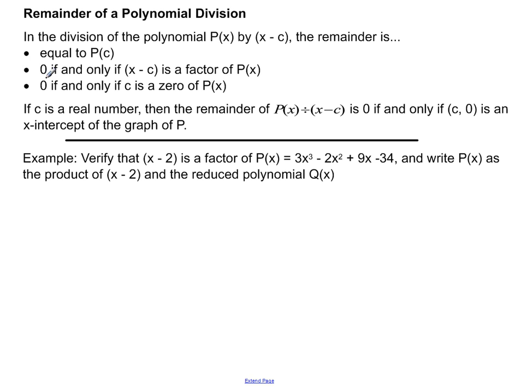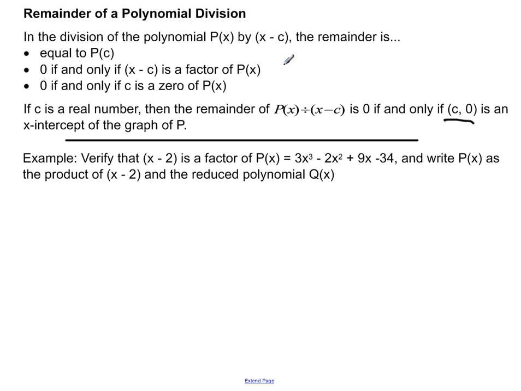The p of c is equal to 0 if and only if x minus c is a factor of p of x, and the remainder is 0 if and only if c is a 0 of p of x. So saying things like a polynomial has a factor of x minus c is equivalent to stating c is a 0 of p of x, and not only that, but we would find that the coordinate c, 0 is an x-intercept of the graph of our polynomial p of x.